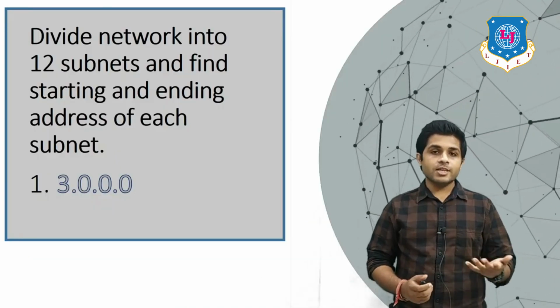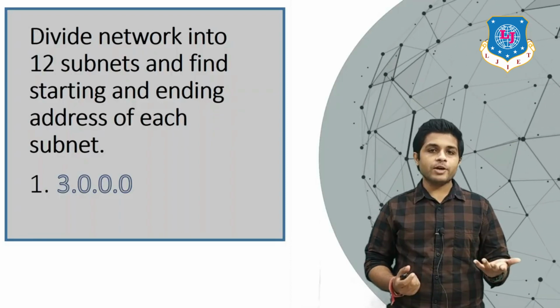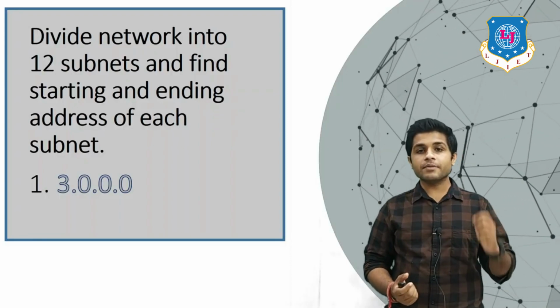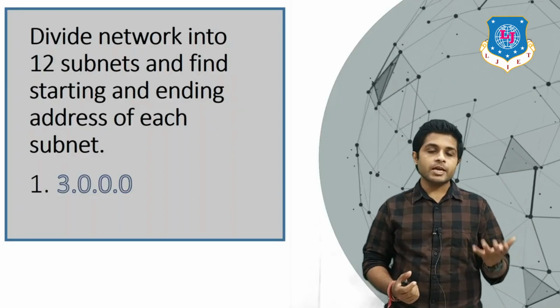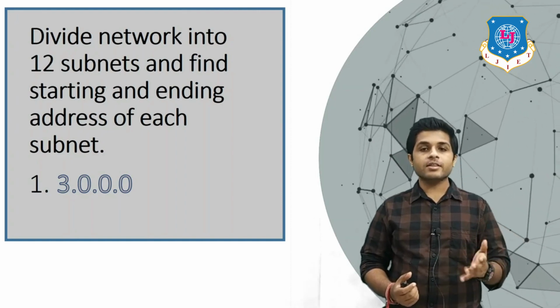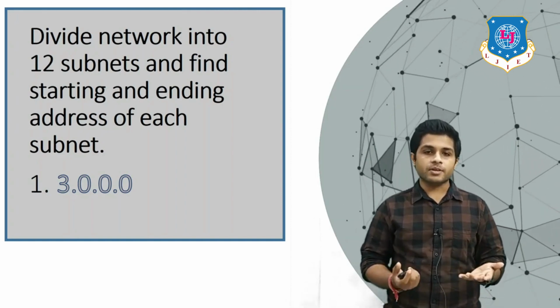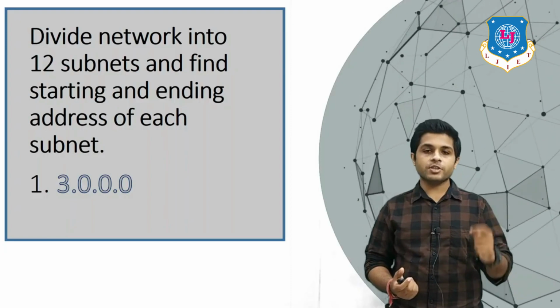Now, this is the example that you need to solve by yourself. You have to divide the given network into 12 subnets and you have to find the starting and the ending address in each subnet. And the given network is 3.0.0.0.